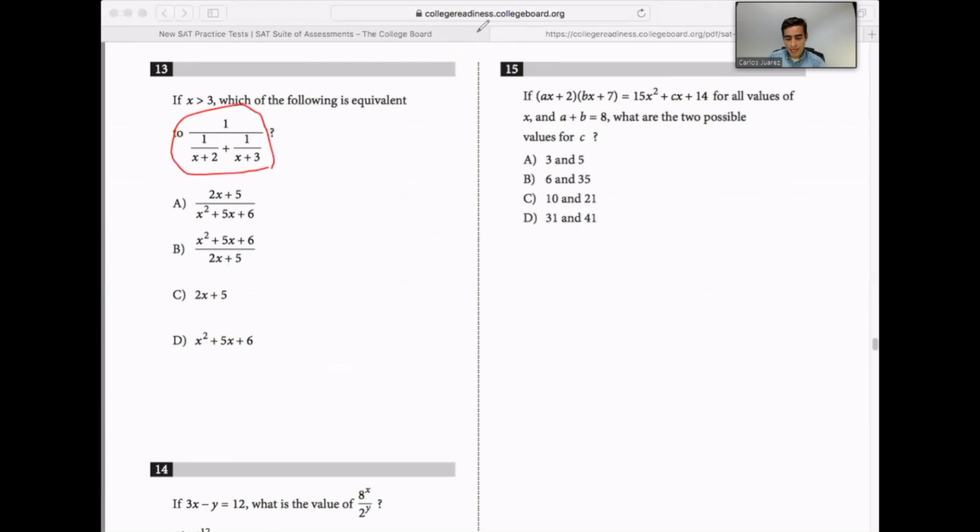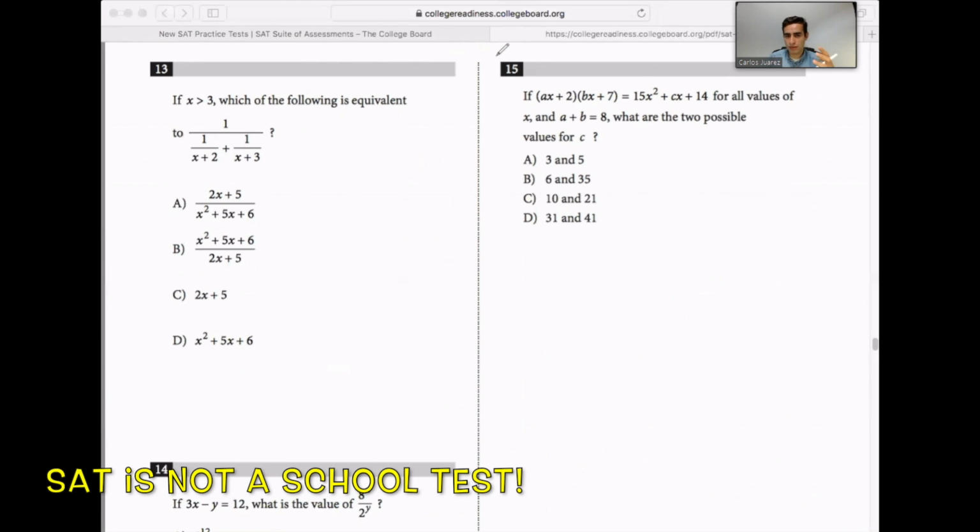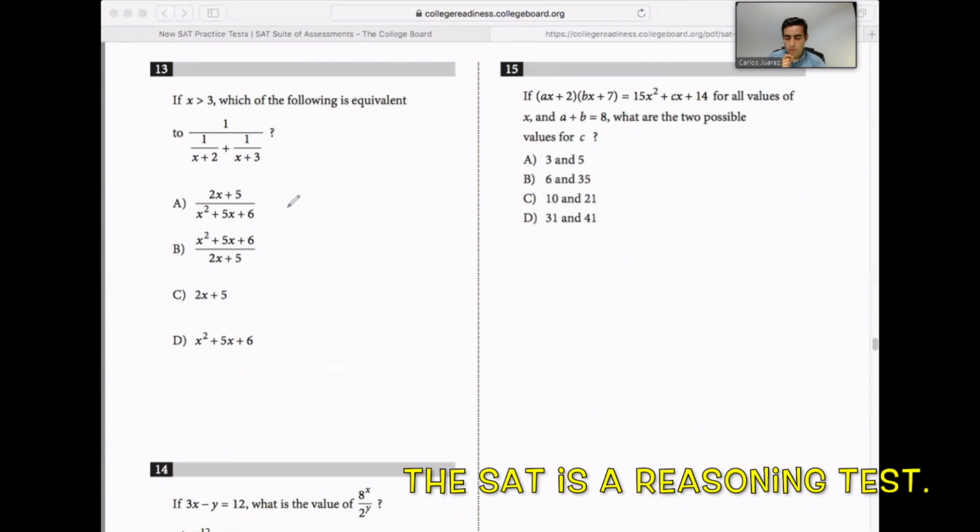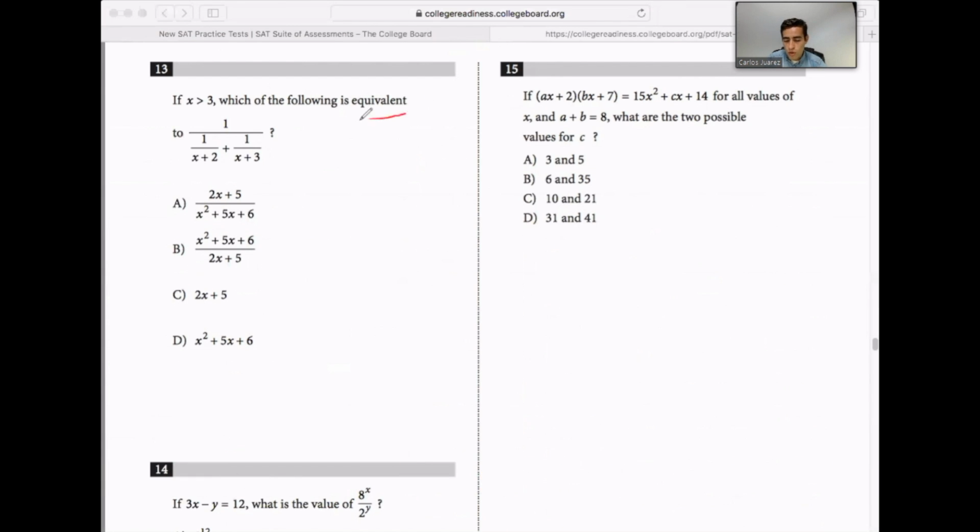All right. Let's look at it carefully. You don't want to just jump right into the question. You want to use logic. Remember, this is a reason test. It's not a school test. So let's read it. Which of the following is equivalent? Equivalent means of the same value, right? And the College Board is telling you that x is greater than 3.